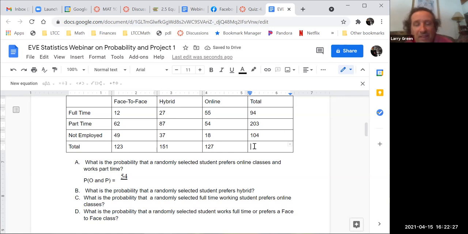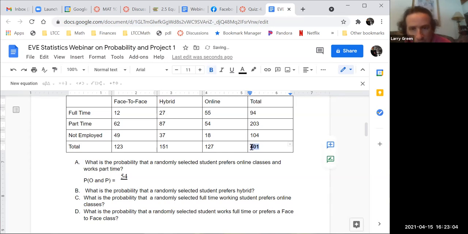Okay. And then we want the grand total. And the grand total, you add up either the last row or the last column. You should get the same answer. So let's see. 203 and 94 is 297, plus 104 is 401. And just to make sure I did it right, because I did it all in my head, 123 and 151 is 274. So then 374, 394, and 7 is 401. Good. So I'm pretty confident I got them right.